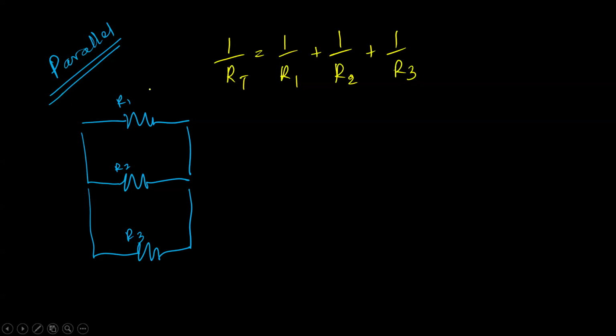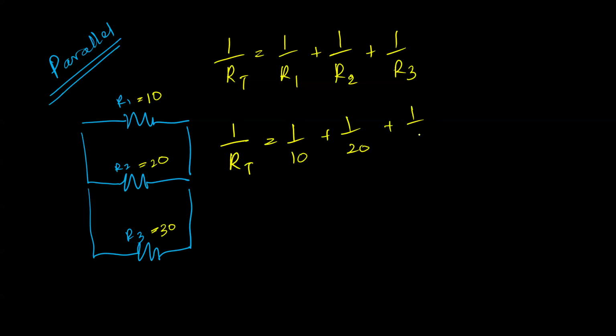So let's say this was 10, 20, and 30. Then to get the answer, I have to put like this: 1 over R total equals 1 over 10 plus 1 over 20 plus 1 over 30. Then can I add like this? 10, 20, 30 equals 60. 1, 2, 3 is 3. Totally wrong, no? In maths, if the denominators are different, you can't add it. Then you have to make it equal and then only add it.